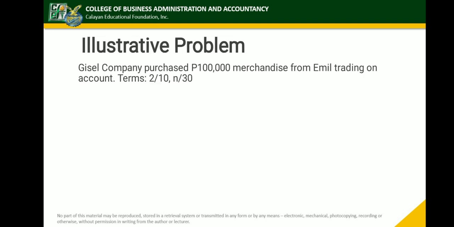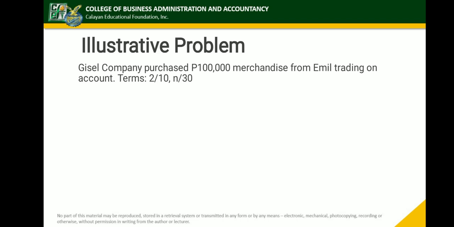So, let's now proceed with the illustrative problem to show us some scenarios with amounts. So, Giselle Company purchased 100,000 pesos worth of merchandise from Emil Trading on account. So, terms is 2/10, n/30. As you can see, walang binigay naman na trade discount. Diretso, cash discount ang offered.